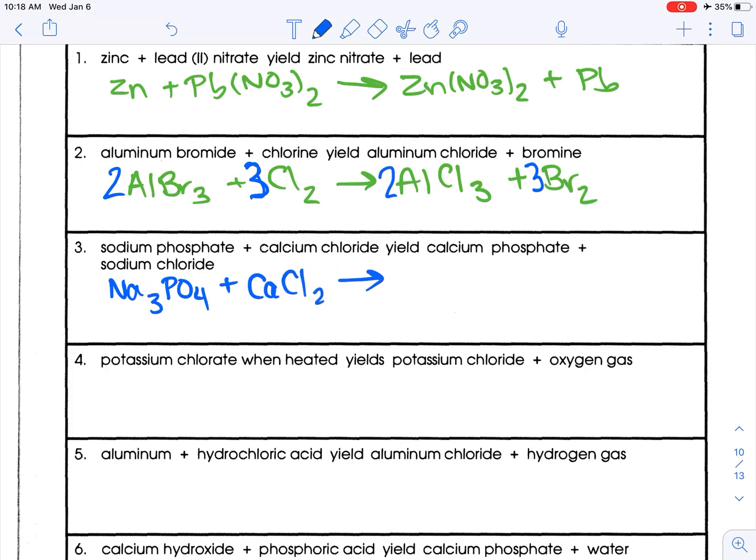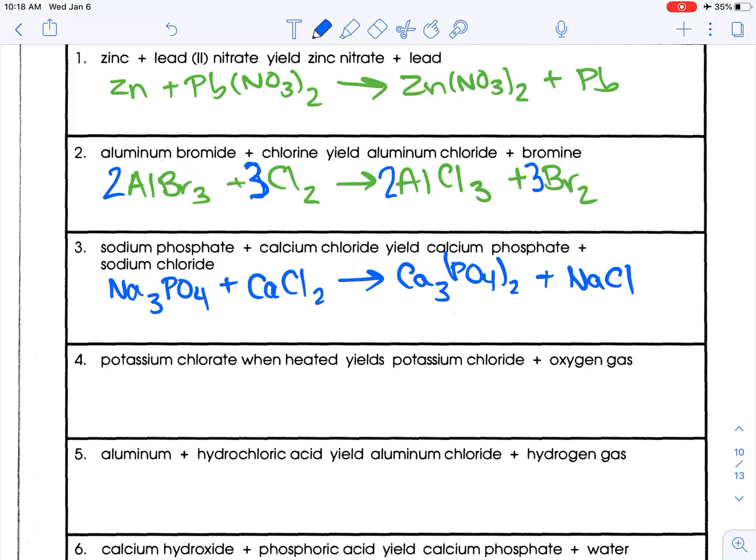And I'm doing it fast because I've been doing this for a few years. Yield calcium phosphate. But remember, I already looked up those charges, so I should know. Ca is a plus 2. Phosphate is a minus 3. So when I crisscross, I'm just going to do this. I just skipped a step. You didn't see me writing in the charges, because I remember them from the reaction side. And sodium chloride, plus 1, minus 1.